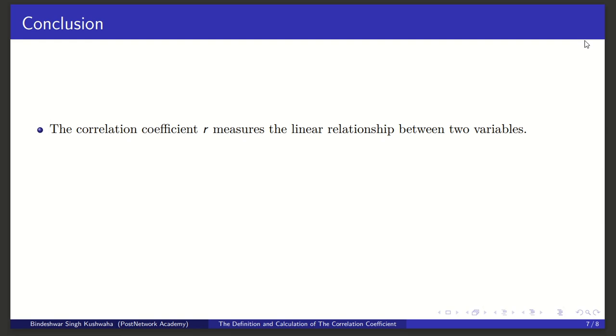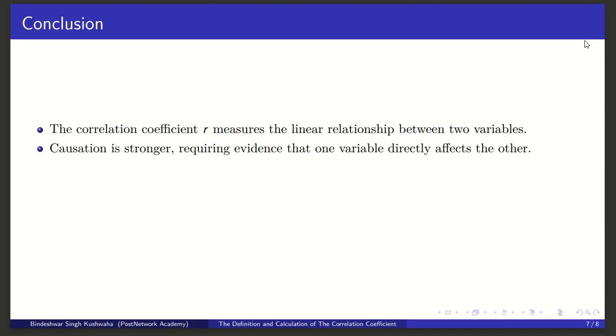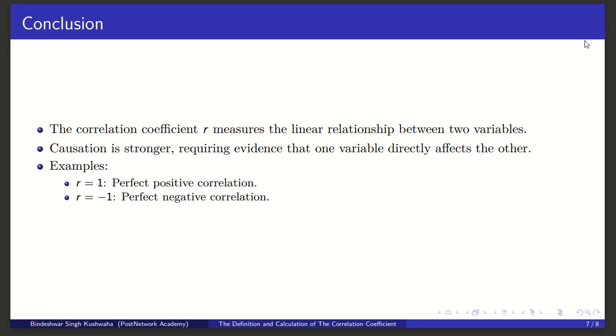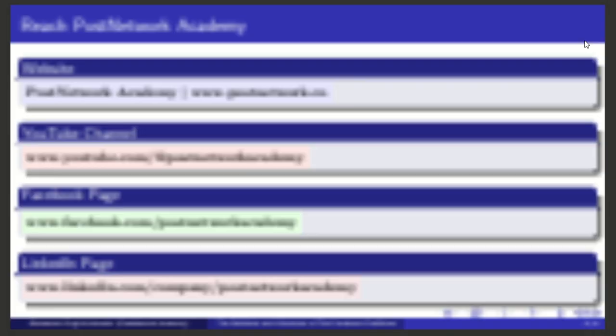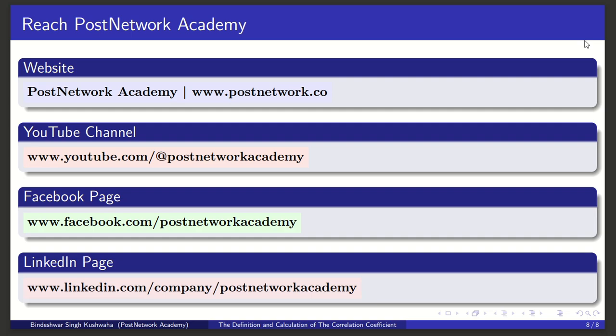So the correlation coefficient measures the linear relationship between two variables. Causation is stronger, requiring evidence that one variable directly affects the other. For example, R equal to 1 is perfect positive correlation, -1 is perfect negative correlation. So this was about correlation.